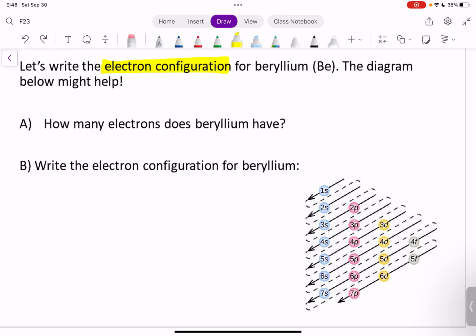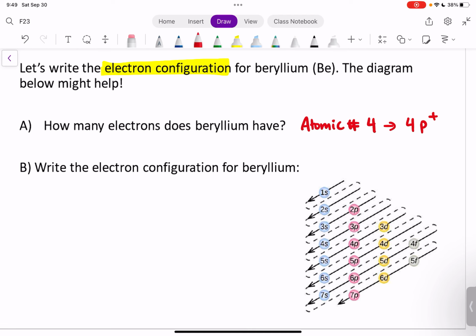So first we need to figure out how many total electrons beryllium has. So pause the video, try that out. All right, so beryllium is atomic number 4, which means we have 4 protons. If we have 4 protons, and this is a neutral atom, I haven't told you otherwise, then we must have 4 electrons. So beryllium has 4 electrons. So write the electron configuration for beryllium.